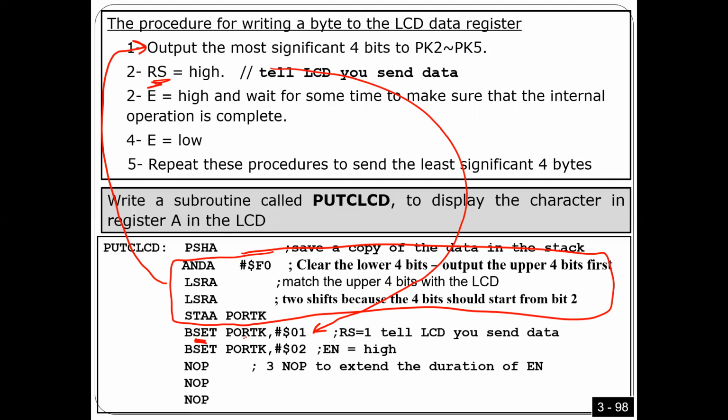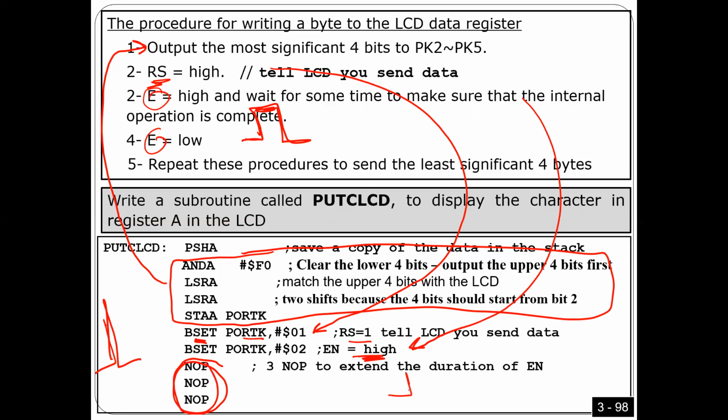Bit set. Okay. So RS has to be high. Now, E has to be high for some time and then low. Yeah, that's exactly what I did here. If you look at this part here, E is high. And then I'm going to wait some time, because I cannot just make it high and low at the same time. So I have to keep it for some time.